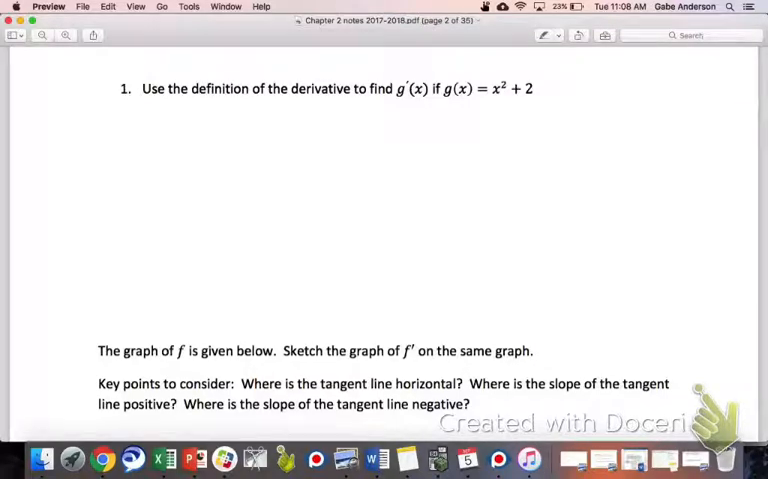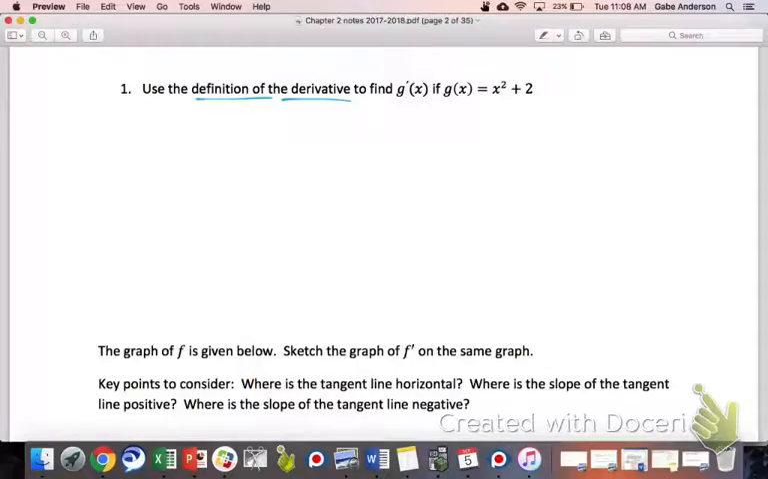Number one says use the definition of the derivative to find g prime if g of x equals x squared plus 2. Of course, maybe you remember this from pre-calc. These can get really ugly, can't they? They take entire sheets of paper, and you do a lot of work and you miss one little minus sign and everything is thrown off. It's really frustrating. Let's try this one really quick. It does say use the definition of the derivative.